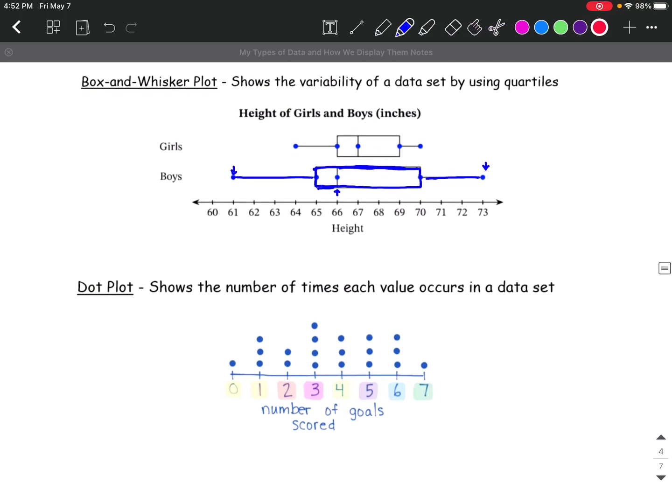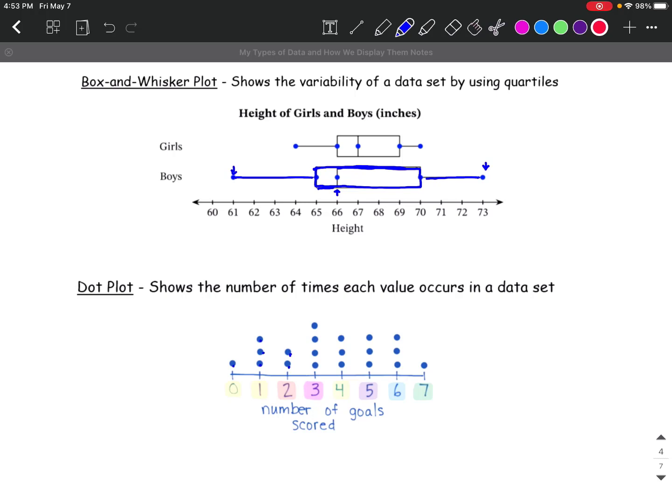Next, we have a dot plot, which is kind of a combination of some of the others. So here we see that we have 1, 0. We have 1, 2, 3 dots above the 1, 2 dots above the 2, 3 dots above the 4, 4 dots above the 3, 3 dots above the 4. And that tells you how many goals were scored. So there were 3 games where 4 goals were scored. There were 3 games where 5 goals were scored, 3 games where 6 goals were scored, and 1 game where 7 goals were scored.